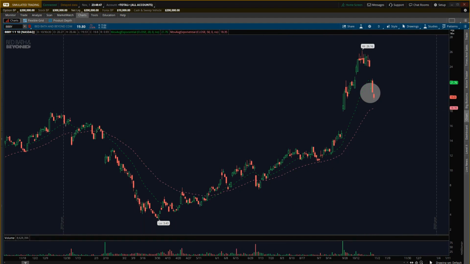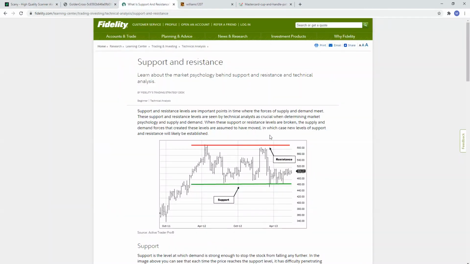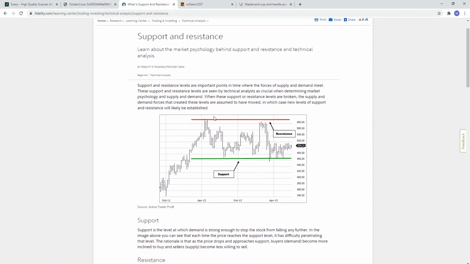The next set of filters are the support and resistance levels. These are important to know for any trader and are one of the highest fidelity signals you can use.